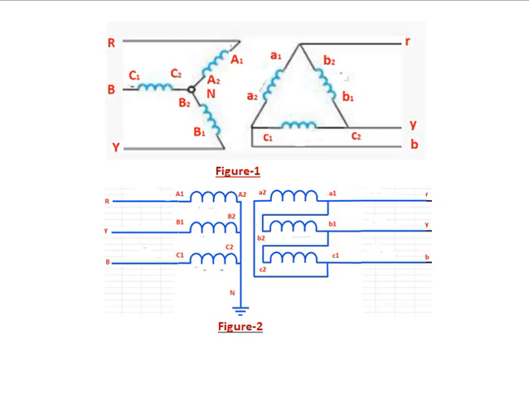Now a1 and b2 of the LV side terminals are connected. b1 and c2 are connected. Small letters c1 and a2 are connected. This connection is called delta connection. LV side is delta connection. In the HV side, A2, B2, C2 are shorted and connected to the neutral. Capital letters A1, B1, C1 are connected to the supply side. So this is called YD connection.